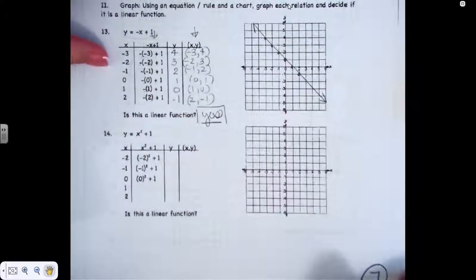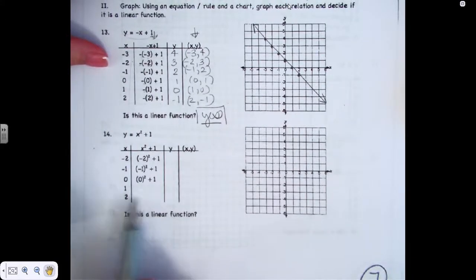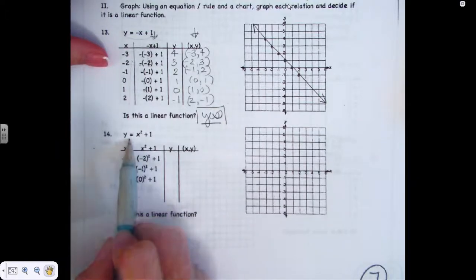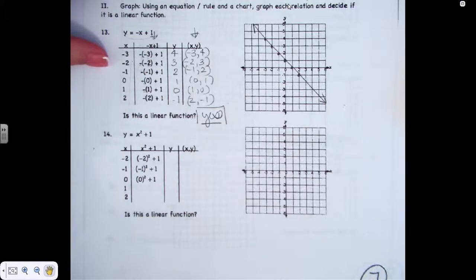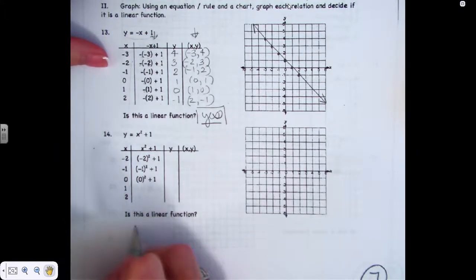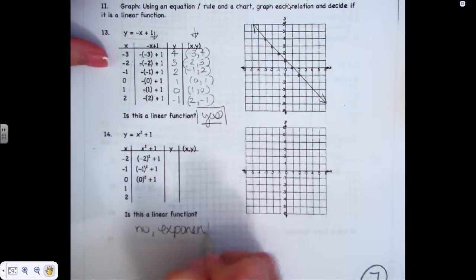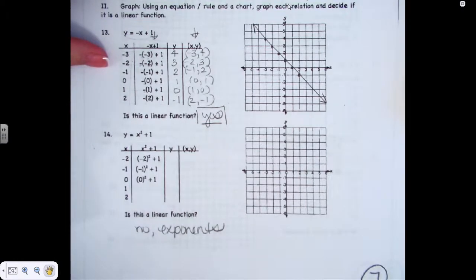Okay, let's look at number 14. Before I actually complete my chart and graph it, looking at my equation, is this a linear function? You should say no, because of the exponents. Now remember, you can pause this, and if the sub doesn't know how, somebody show the sub how to pause this. Okay, so now let's fill this out.